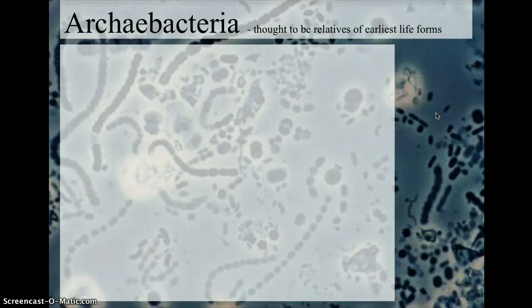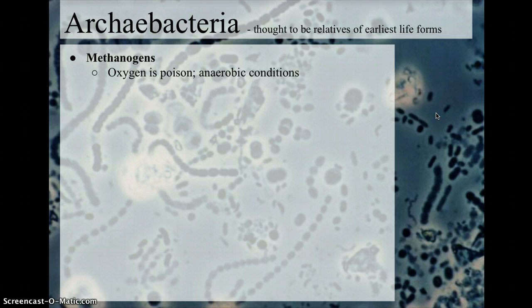So the archaebacteria, these guys are really thought to be relatives of some of the earliest life forms. And they're a pretty small category. We can split them into three main groups. The methanogens, for this group, oxygen is poison, so they must live in anaerobic conditions. And they convert hydrogen and carbon dioxide into methane gas for energy.